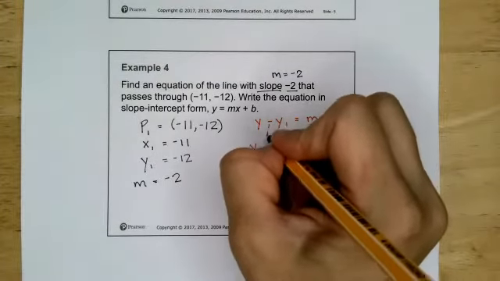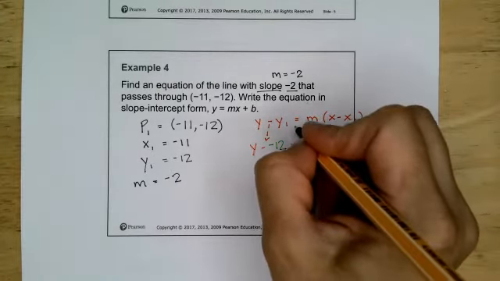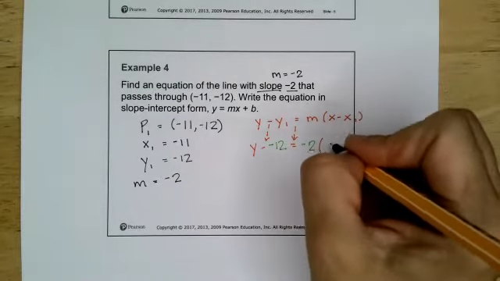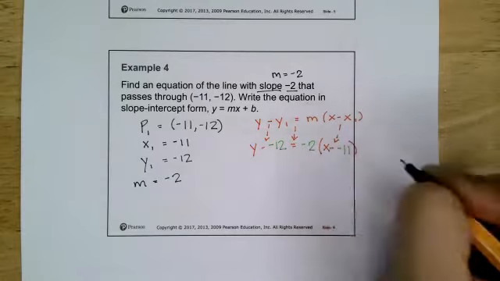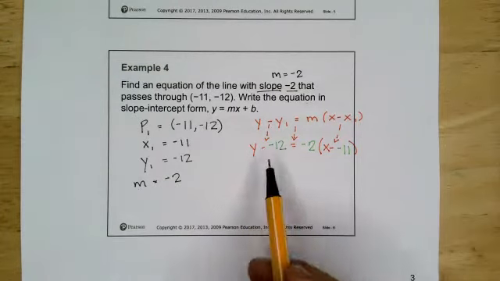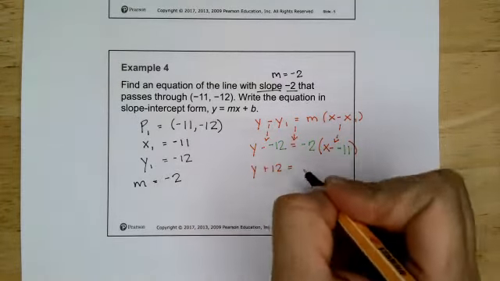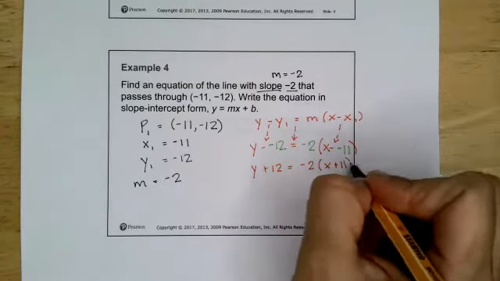y minus, okay? y minus a -12 is equal to -2 times x minus -11. So just because those are negative doesn't mean that that covers that negative. So we actually have y plus 12 is -2 times x plus 11. Any questions?